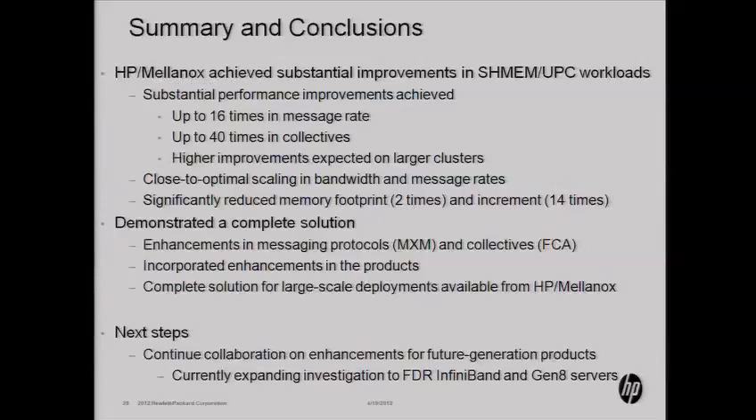So the summary from this work is HP and Mellanox achieved substantial improvements in our SHMEM and UPC workloads. We achieved up to 16 times improvement in message rate and up to 40 times improvement on collectives. We expect higher improvements on even larger clusters. And we also believe that these improvements are applicable to MPI as well, to different MPI implementations. We got close to optimal scaling and message rates.